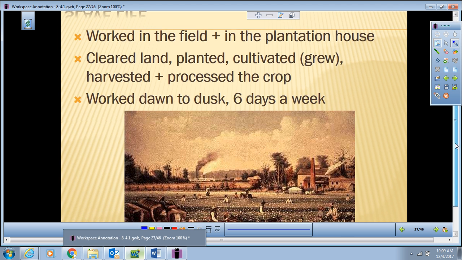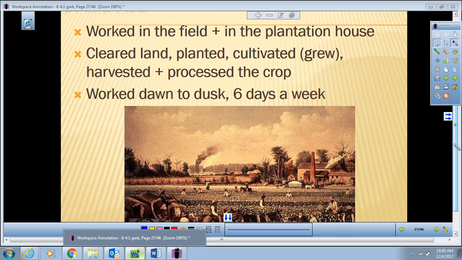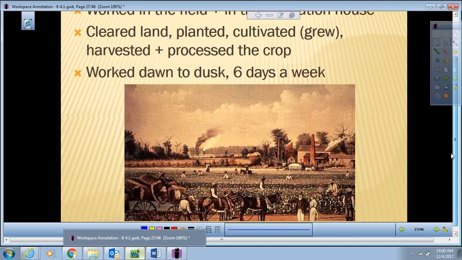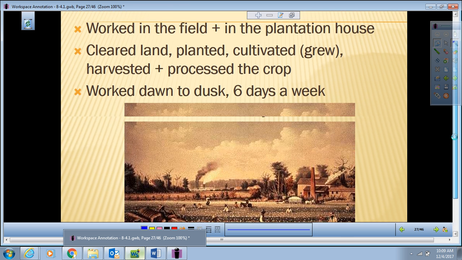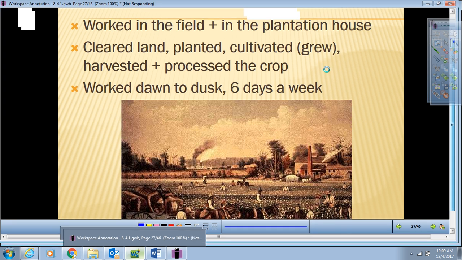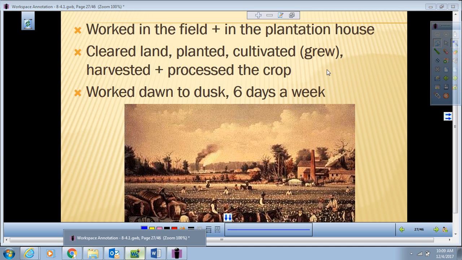So, slave life in general, and this is just the beginning. I'm sure you'll learn so much about it. They worked in the field and in the plantation house. They cleared the land, planted, cultivated. Cultivating's like, does anybody have a garden? Your mom has a flower garden? Okay, you know, weeds, you go pull them out. That would be part of cultivating.